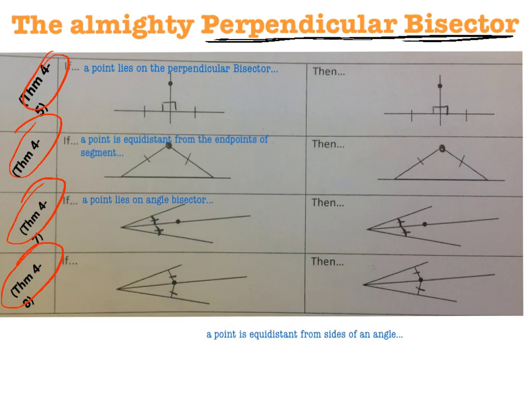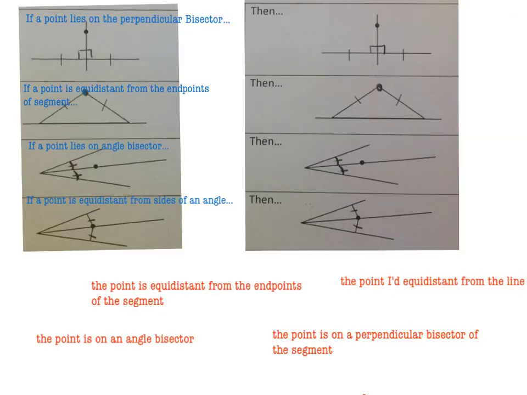And last but not least, well, it's pretty obvious. It's got to be this one, but let's see why. This point is the same distance away from these 2 segments, which also happen to be the sides of an angle. That's why it's a point that is equidistant from the sides of an angle.